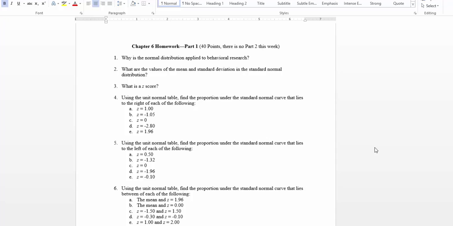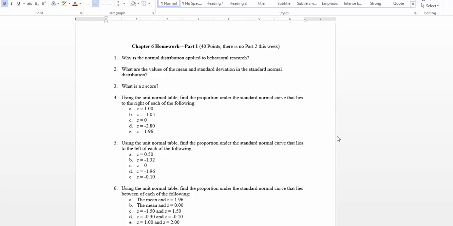The first problem I'd like to do is 4a, and then we'll also do 4d, so two from number 4. So using the unit normal table, find the proportion under the standard normal curve that lies to the right of each of the following.